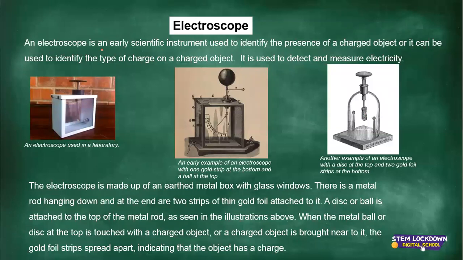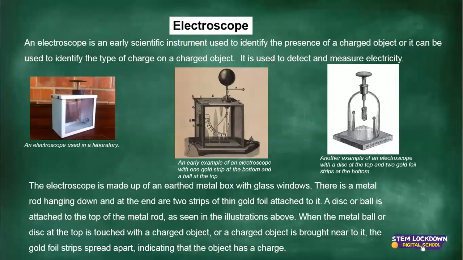The electroscope is an early scientific instrument used to find out the presence of charged objects. Please excuse me today, I'm not sure what happened. The presence of charged objects, or it can be used to identify the type of charged objects. So in the electroscope, you're basically finding out about the presence of charged objects and the type of charge.